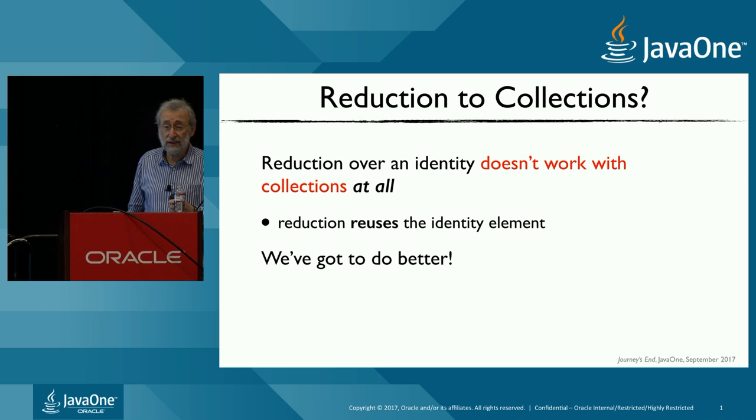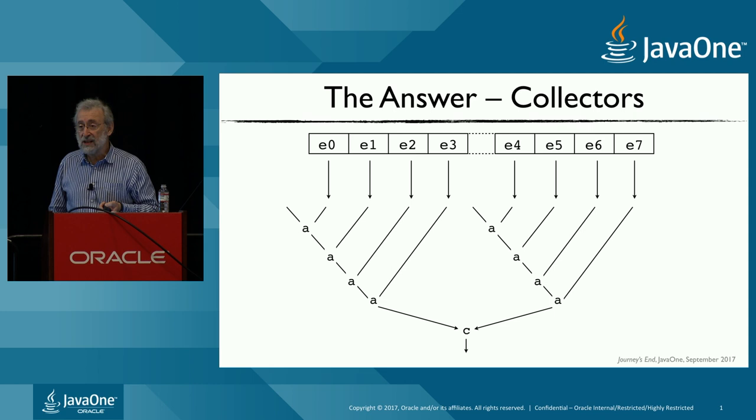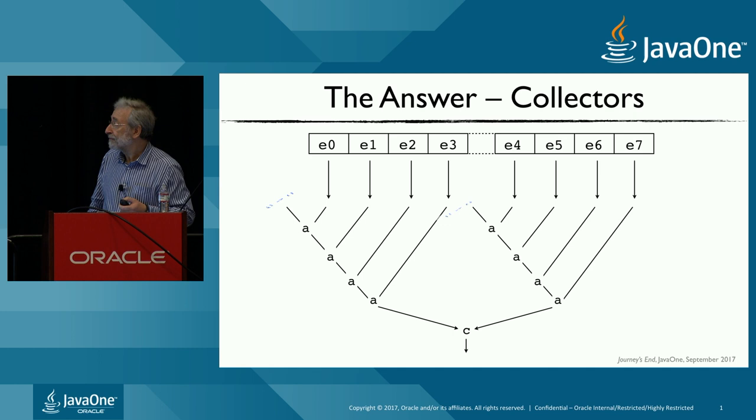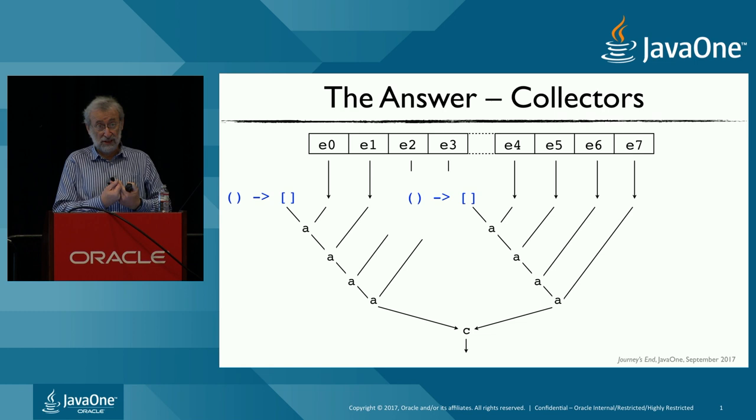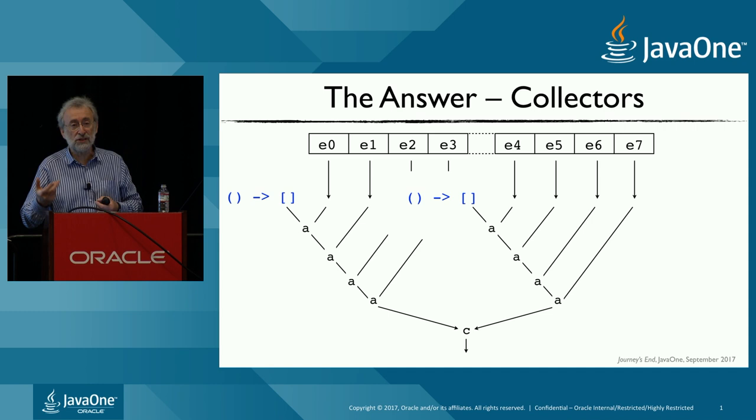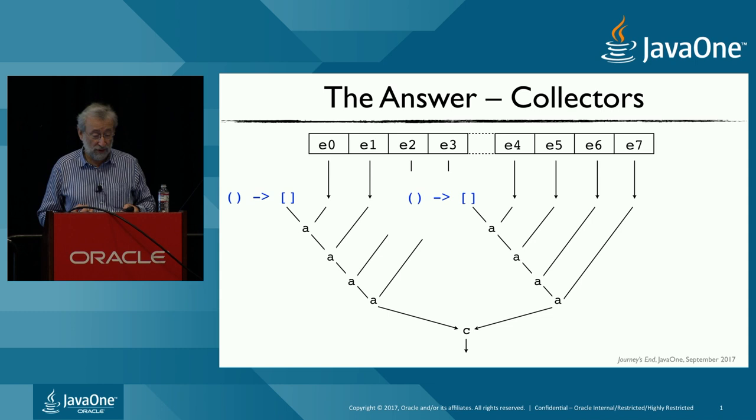And so the answer to this is collectors. The idea here is that instead of supplying an identity, a base value, we supply a function. The function is executed by each thread, and it produces a new, fresh, empty collection on each occasion. In this case, it's a lambda which takes no arguments. It's a supplier. In the language of the stream API, it takes no arguments and returns something, in this case an empty collection. If each thread calls that when it starts work, then each one is obviously going to get its own separate, fresh collection.